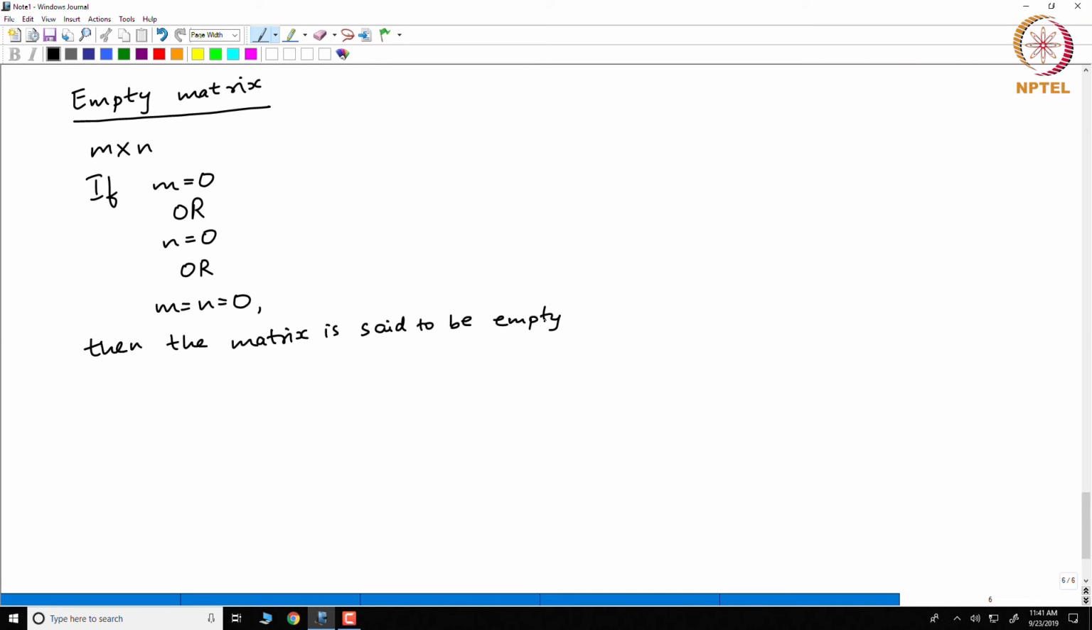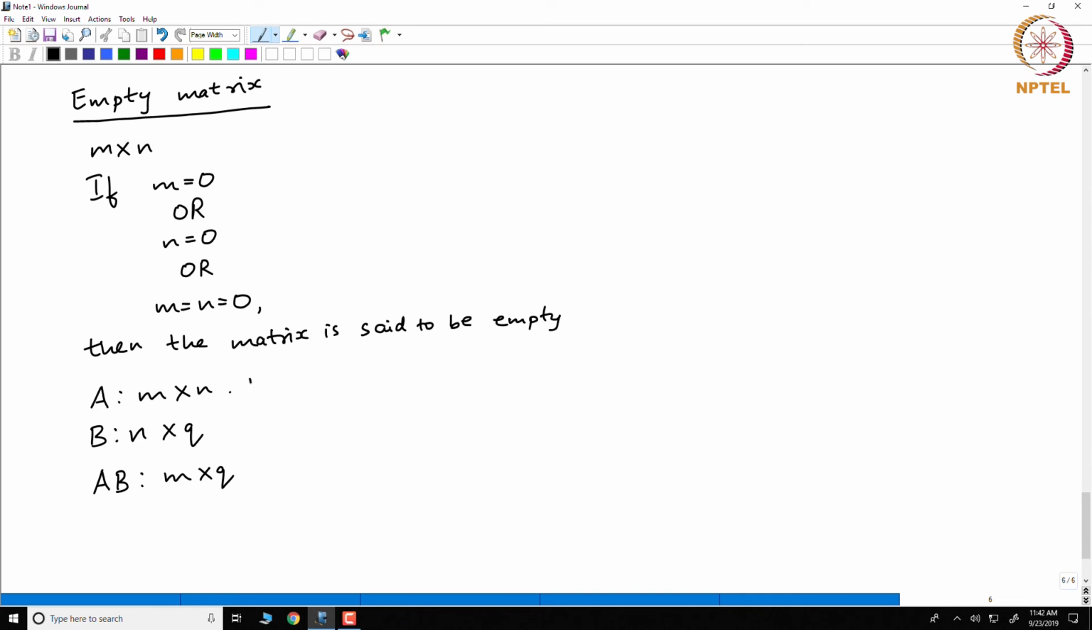Now, we know how to do matrix multiplication. Suppose I have a matrix A of size m cross n, and a matrix B of size P cross Q. Suppose P is equal to n, or B is as good as saying B is n cross Q. Then I can define the product AB. So AB is of size M cross Q.